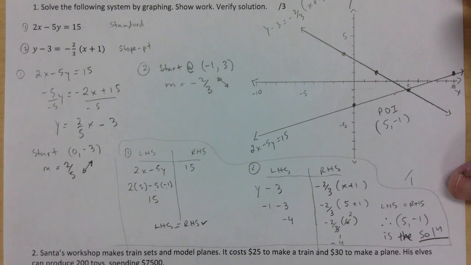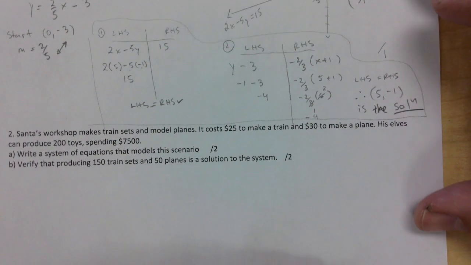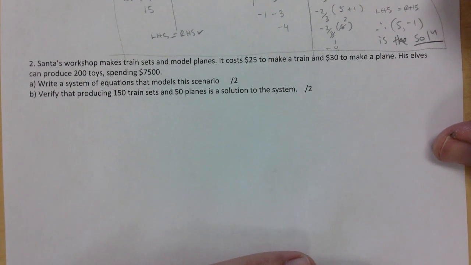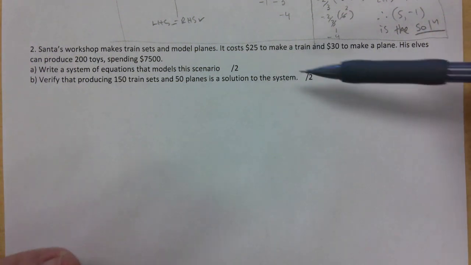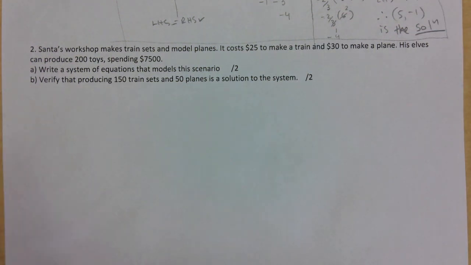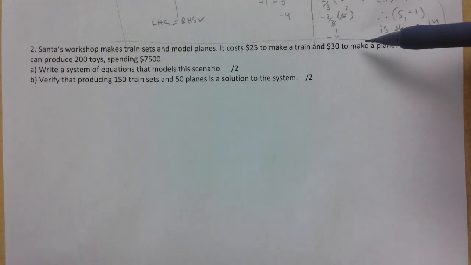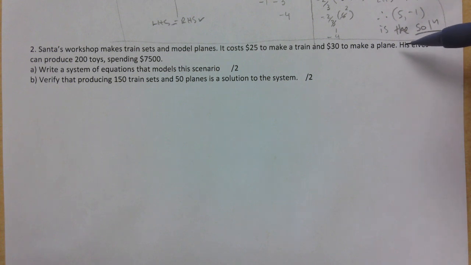All right, I'm going to move on. Less work, right? But marks are still there. So Santa's Workshop makes train sets and model planes. It costs $25 to make a train and $30 to make a plane. His elves can produce 200 toys, spending $7,500. Write a system of equations that model this scenario.